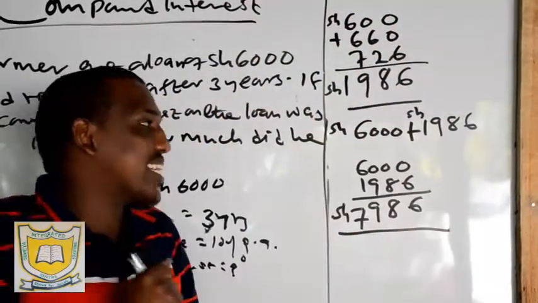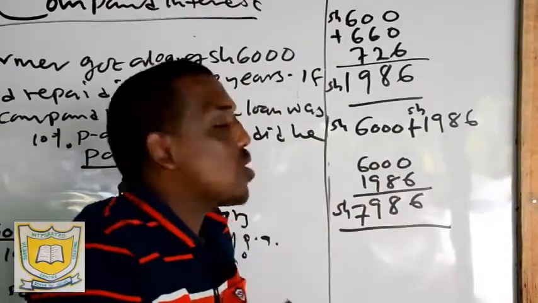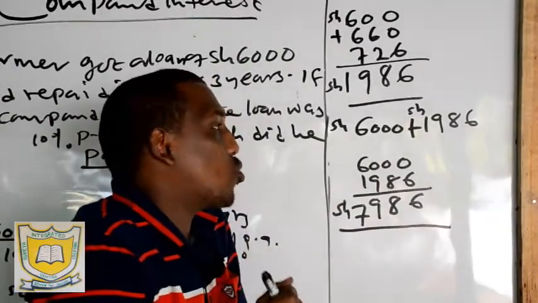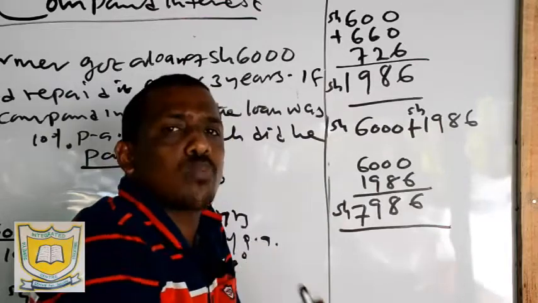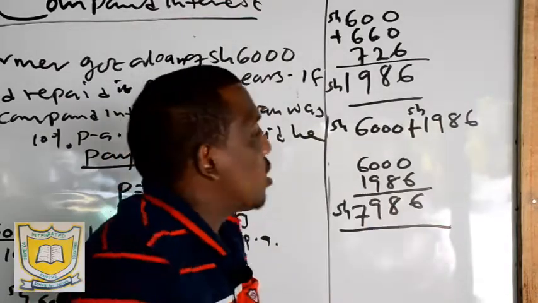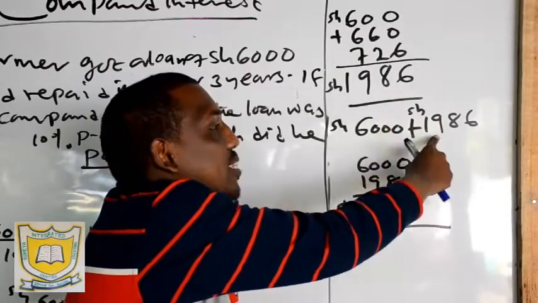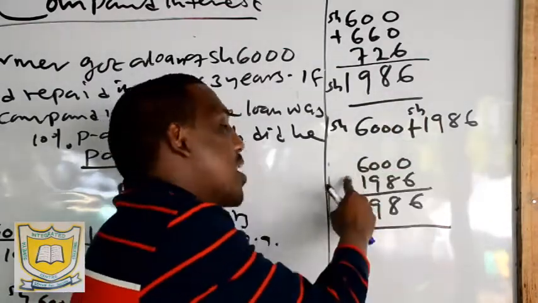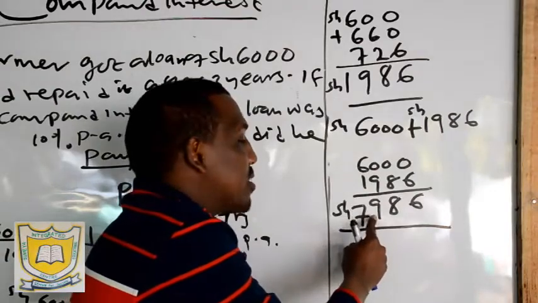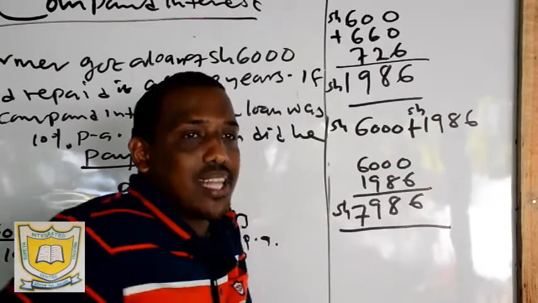But the question is asking the amount. How much did he pay? When they say how much did he pay, that is the amount. Amount is equal to interest plus the principal, you add. So our former principal was 6,000 plus our compound interest, which is 1,986, you add. Then finally, the answer will be 7,986. That is the amount you will get.